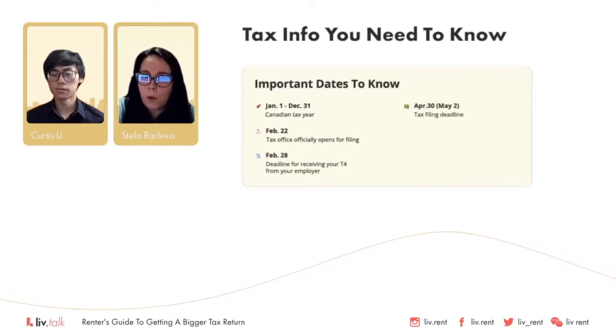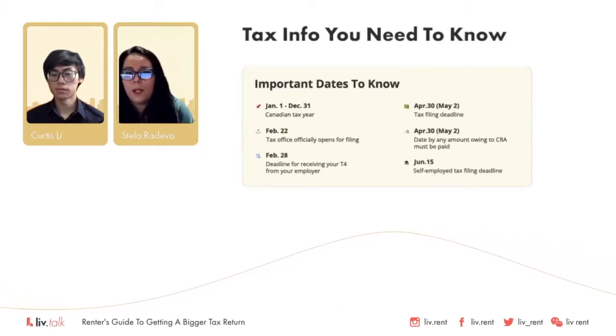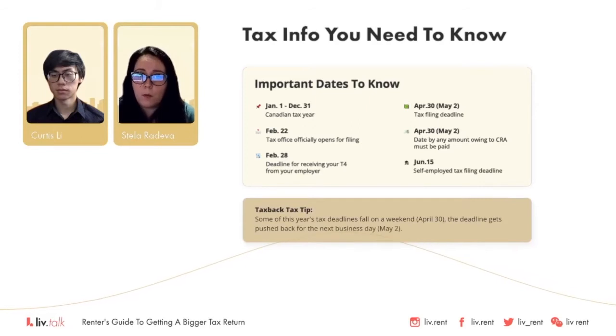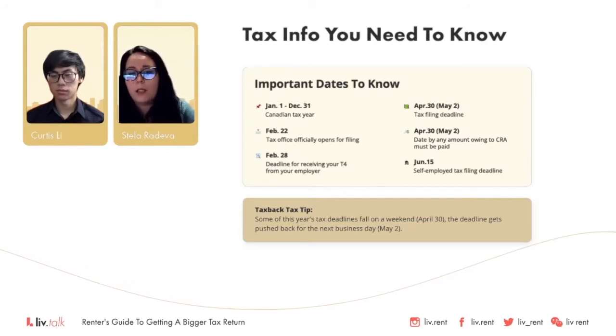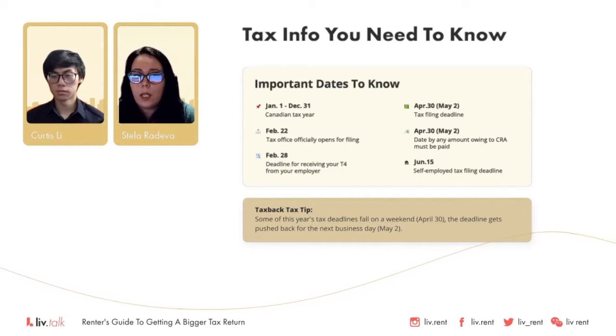And here we have some important dates to keep in mind for this year. So first of all, the Canadian tax year runs from January 1st until December 31st. And the tax office officially opens up for filing on February 22nd. The deadline to receive your T4 employment slips and documents is February 28th. So most of you might have received your T4s by now. And the official tax filing deadline is usually April 30th.